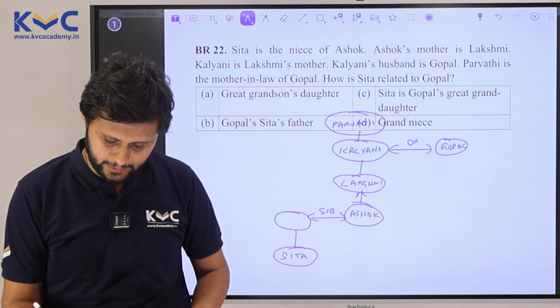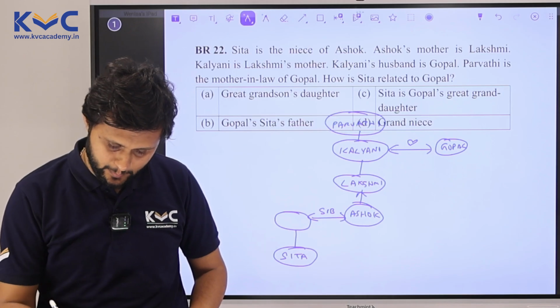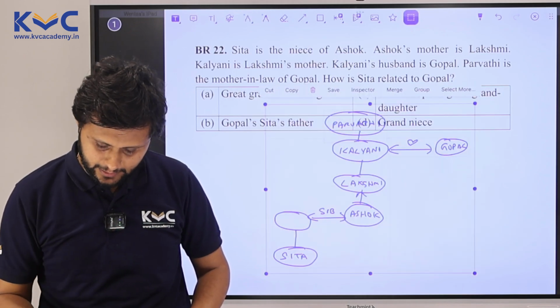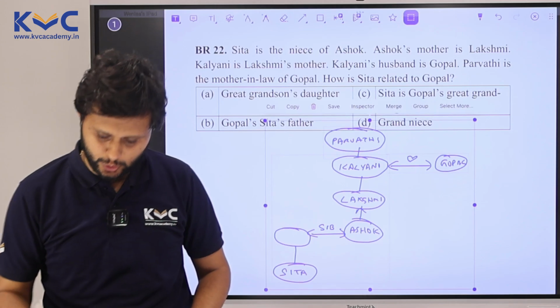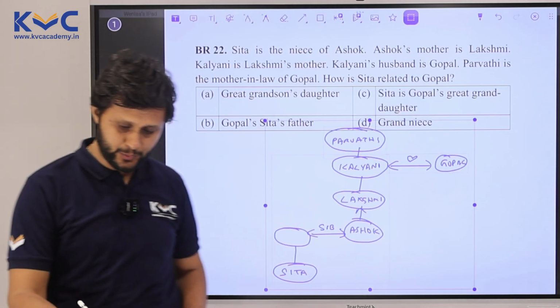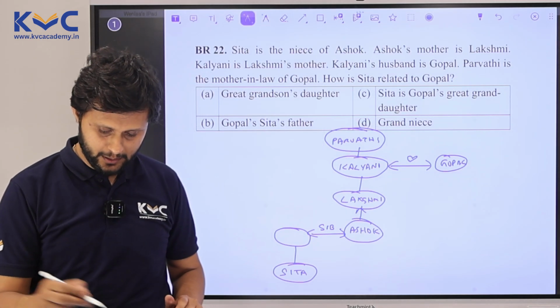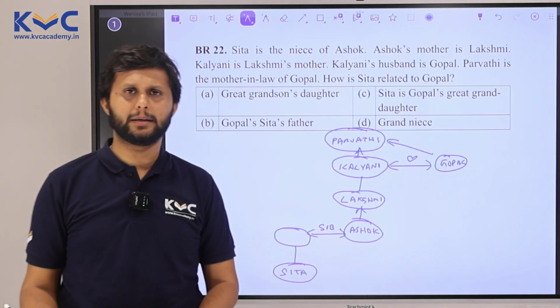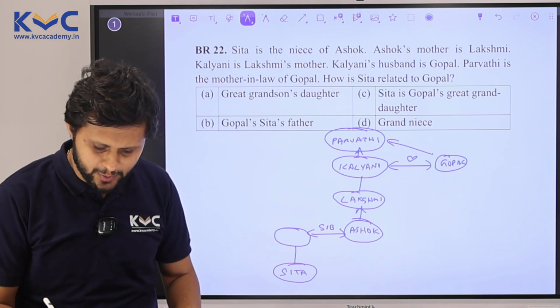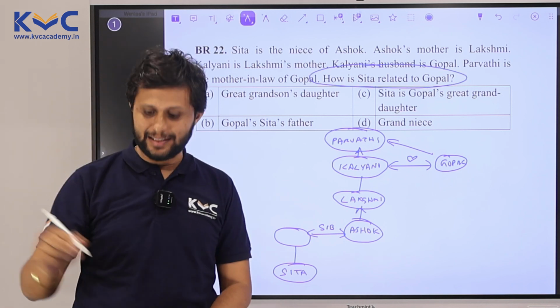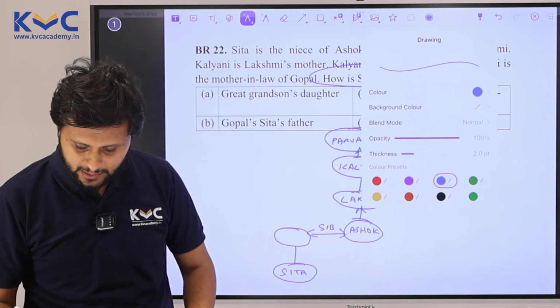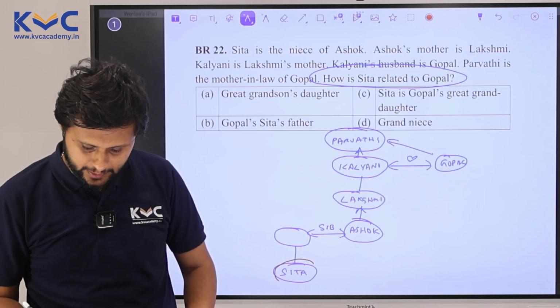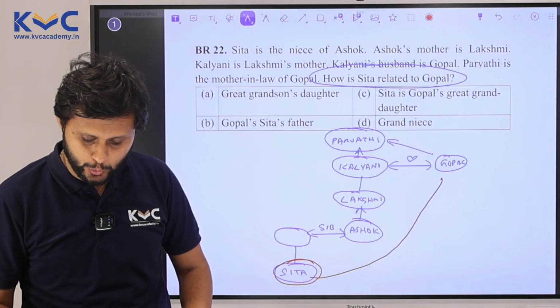Parvati. Okay, fine. Space is not enough. We'll move everything down a little bit further. This should be fine. It's now fitting on the screen. Okay. So mother-in-law they said. So mother over here. Mother-in-law. Fine. I think it does not matter ultimately because the requirement is how is Sita related to Gopal. So the relation is just from Sita to Gopal.